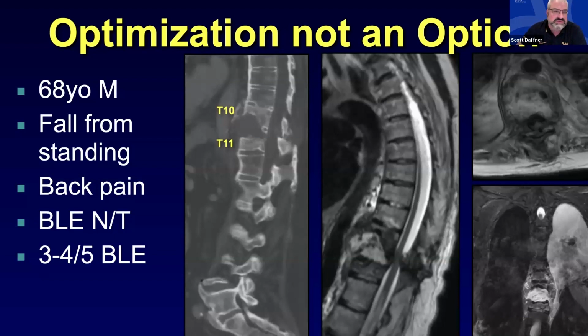So this is a patient, 68 years old, was doing fine, fell from standing, had back pain, numbness, tingling in his legs, some new onset weakness, getting progressively worse, right?